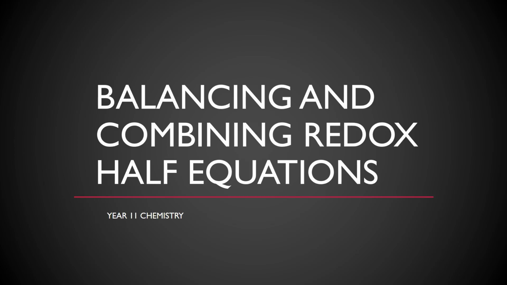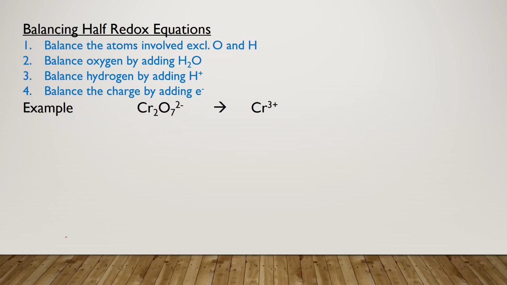Today we'll be talking about balancing and combining redox half equations. So we've got the 4 steps listed at the top, and then we're just going to go through an example. So we balance all atoms present in terms of the reactants and the product. We balance for all atoms except oxygen and hydrogen. We do that because basically we want to balance the equation at the end, but in steps 2 and 3 we balance for oxygen and then hydrogen.